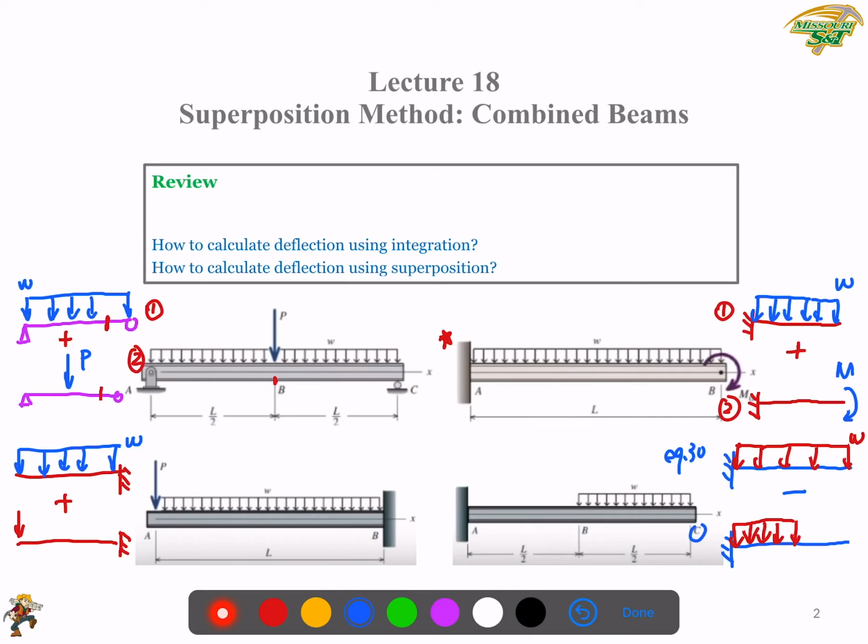Then in the second, in beam 2, of course, we still use equation 30. Right? We still use equation 30. But after bending, this first half will be bended to here. But at the point B, you can determine the slope. You can determine a slope, right? You can also determine the deflection here.